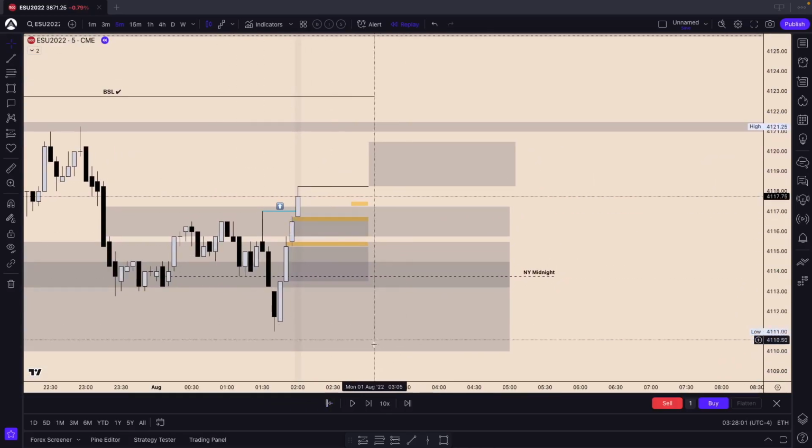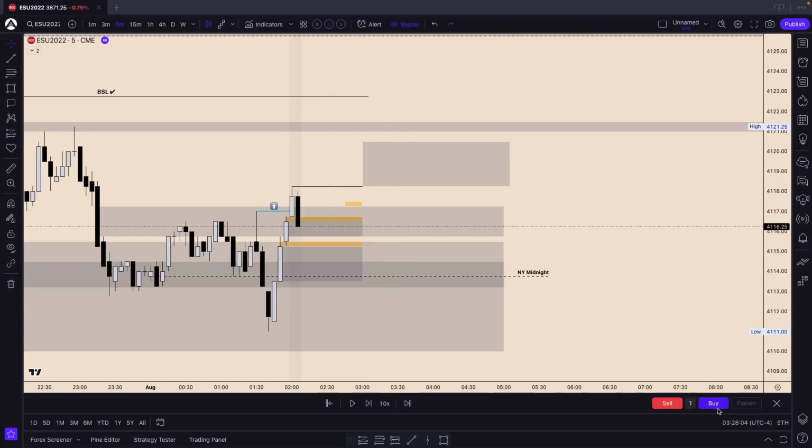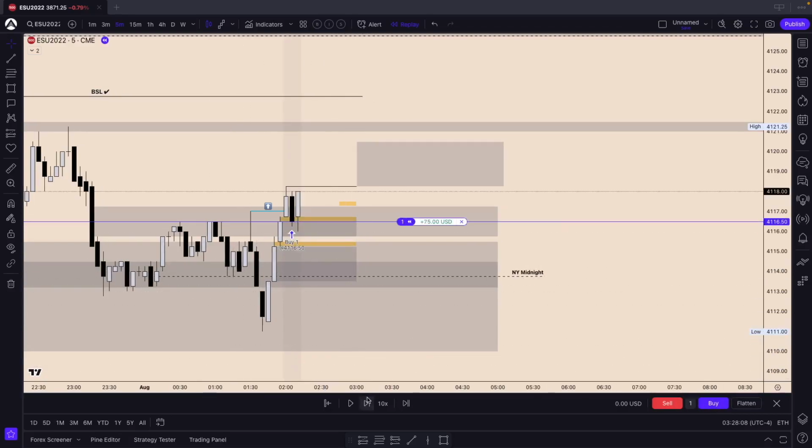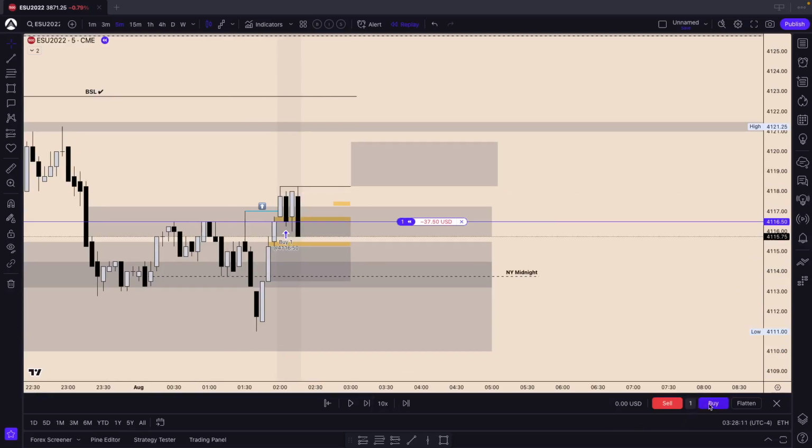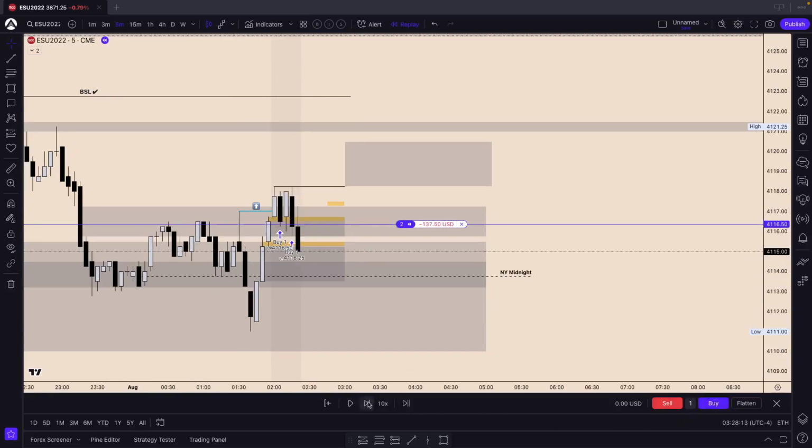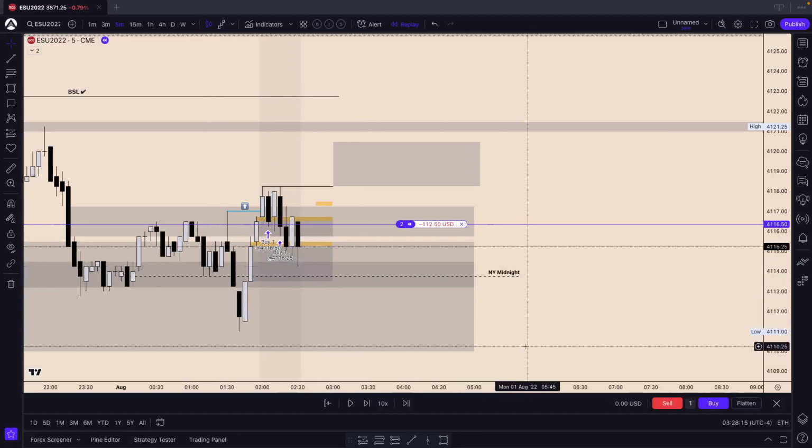We're quickly going to do the same thing again. We bought the first contract right here inside of this volume imbalance. Then we continued. We added to the position right here. Now we're in with 2 contracts. We watch and see how this fair value gap plays out.